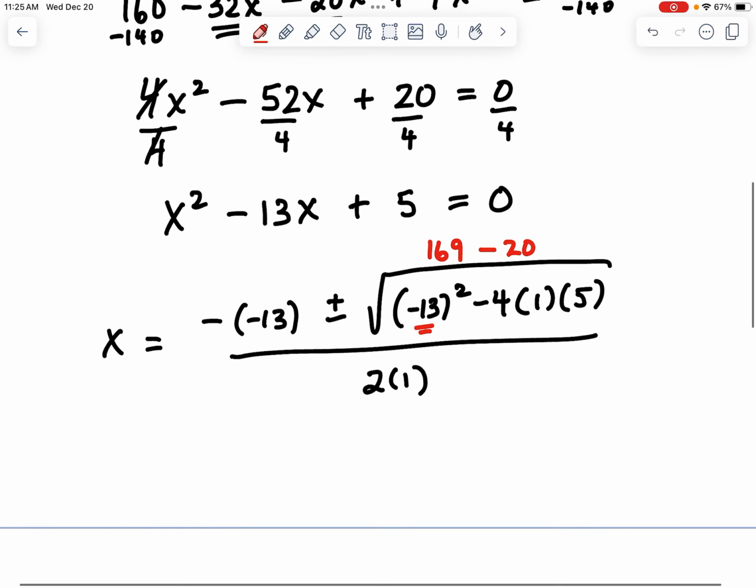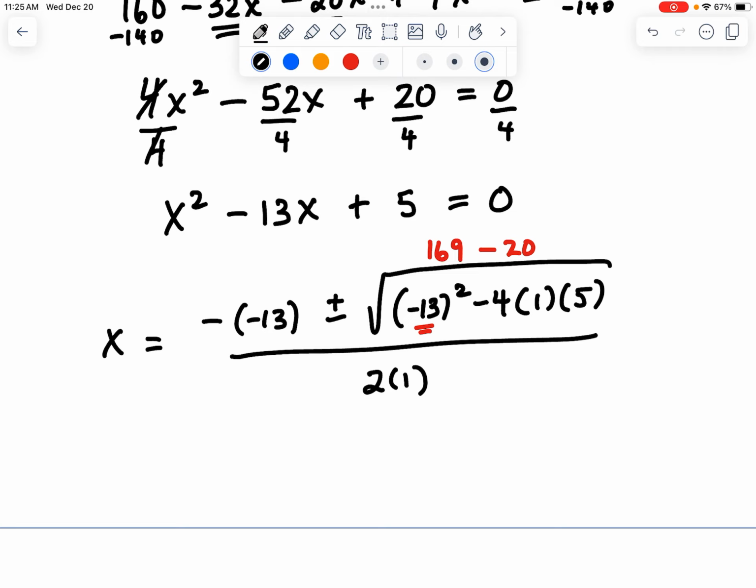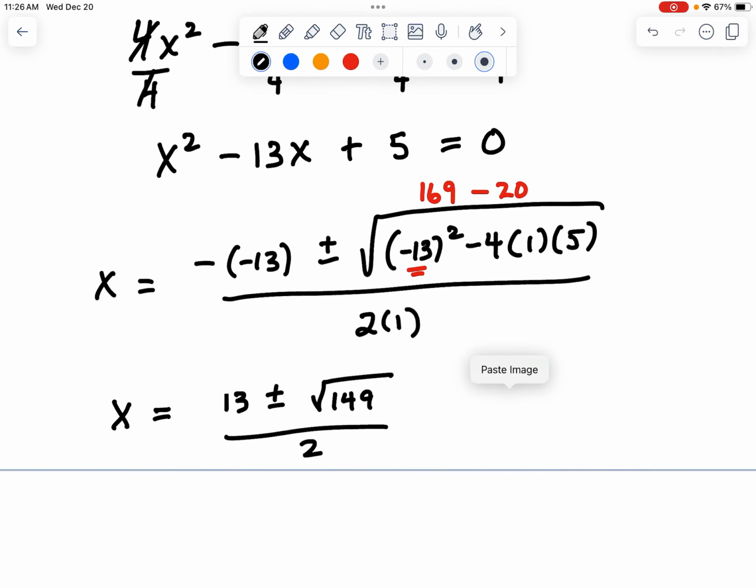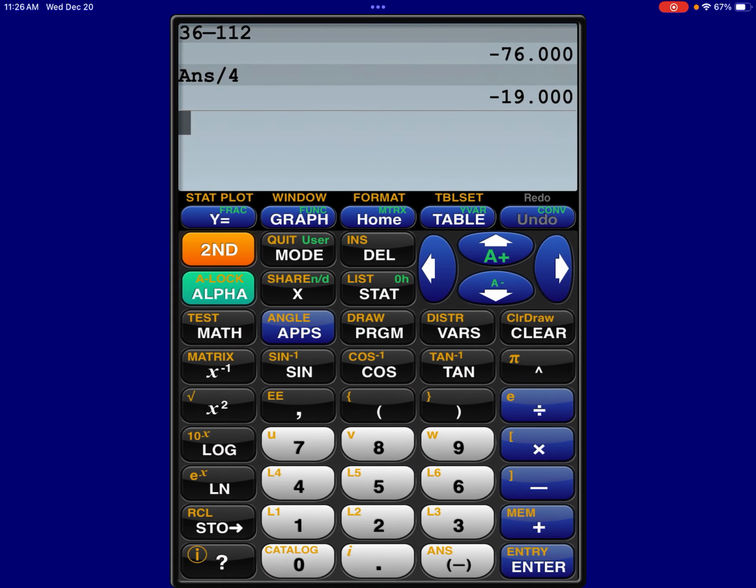So then we've got almost time for the calculator, and we're almost done. So negative 13 means positive 13, then plus or minus the square root of 169 minus 20, which is 149. And then divide by 2. And then this is going to give us two answers. Most likely one answer is not going to be possible. Like if it says x equals negative 1.3, well, the side of a poster cannot be negative 1.3 inches. So one answer we'll throw away, but one answer we'll keep. And which is it going to be? The calculator will decide.